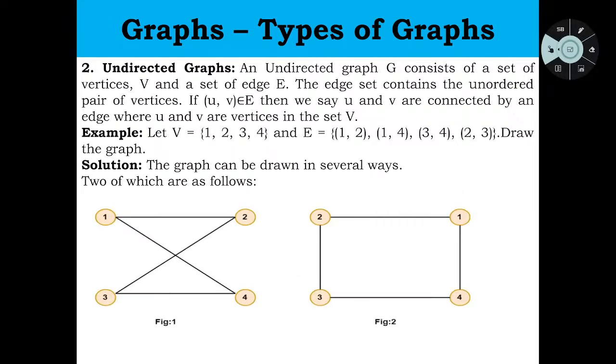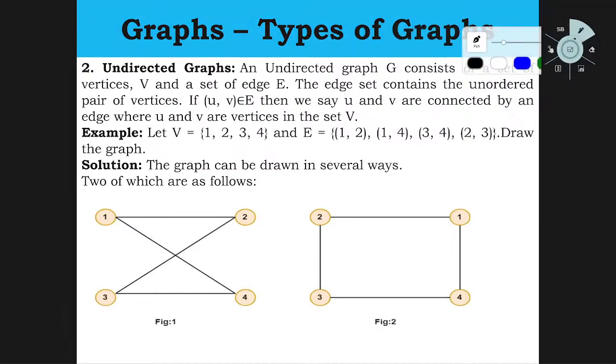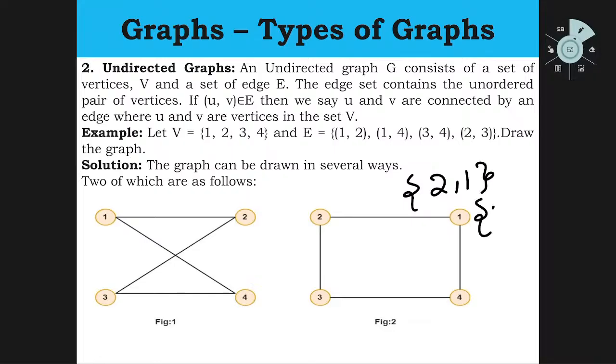Now this is an undirected graph. In graph there are two types of graph, directed and undirected. If there are no directions, it is called an undirected graph. So here there can be a path in this graph I am talking about. There is a path from 2 to 1 or 1 to 2 because there is no direction.